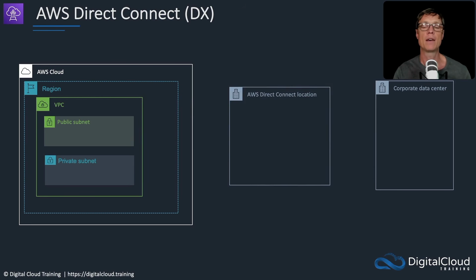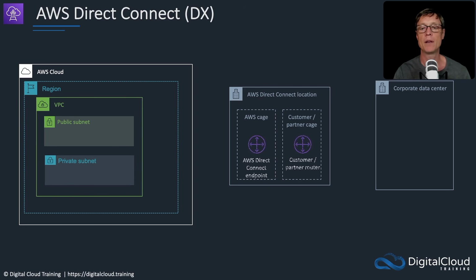Now, in the middle here is something called a Direct Connect location. These are different to AWS regions, and there's lots of these around the world, so there could well be Direct Connect locations in the data center where your equipment is, or somewhere nearby in your city. In the Direct Connect location, AWS have a cage, so they have a rack full of their own equipment, and then there's the customer or partner cage. So either you have a rack with some equipment in that data center, or you leverage an AWS partner.